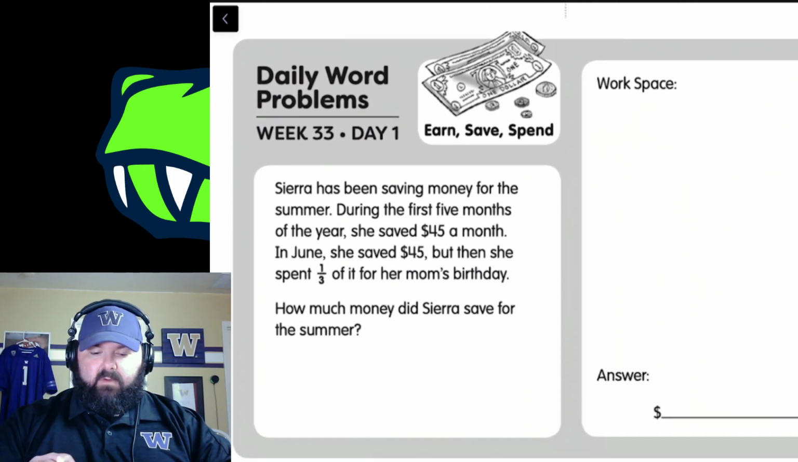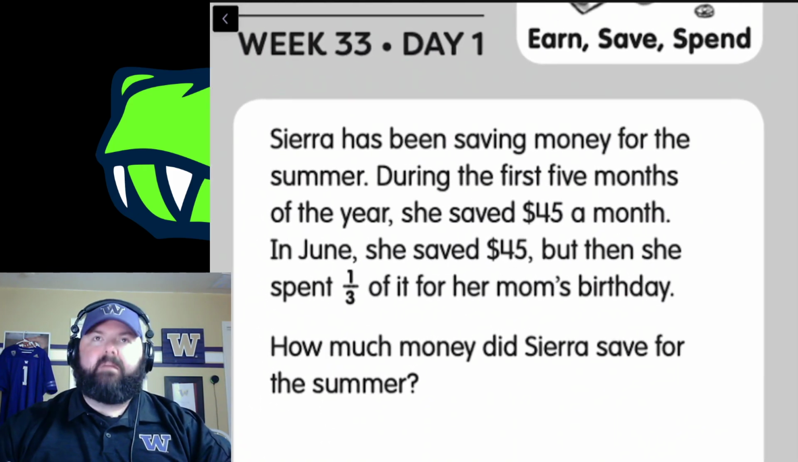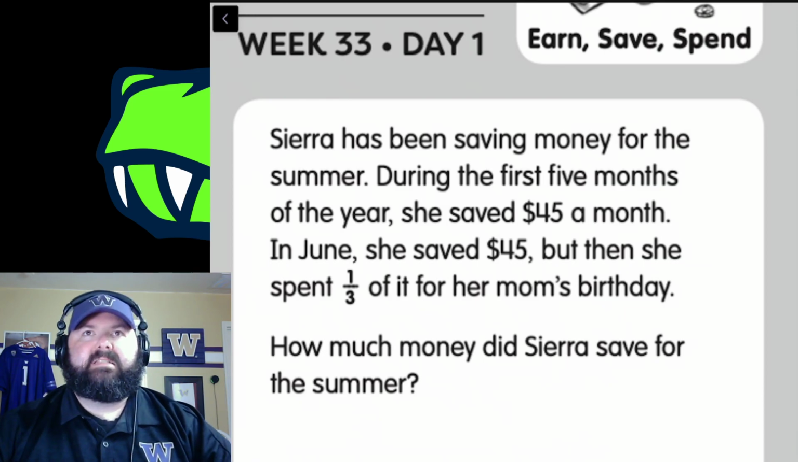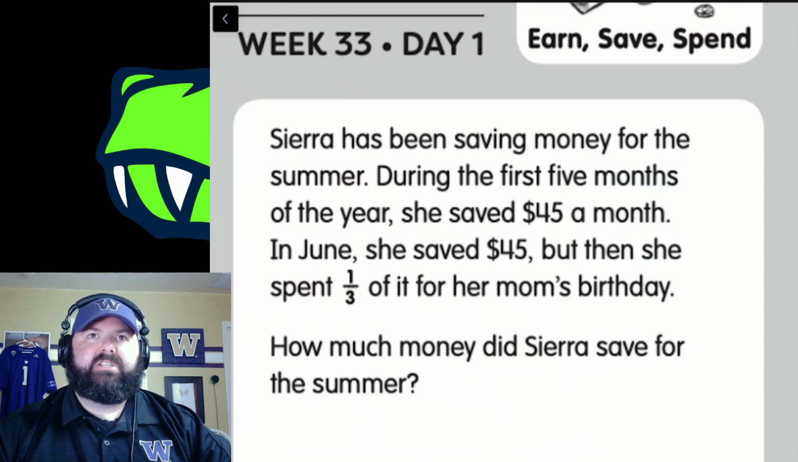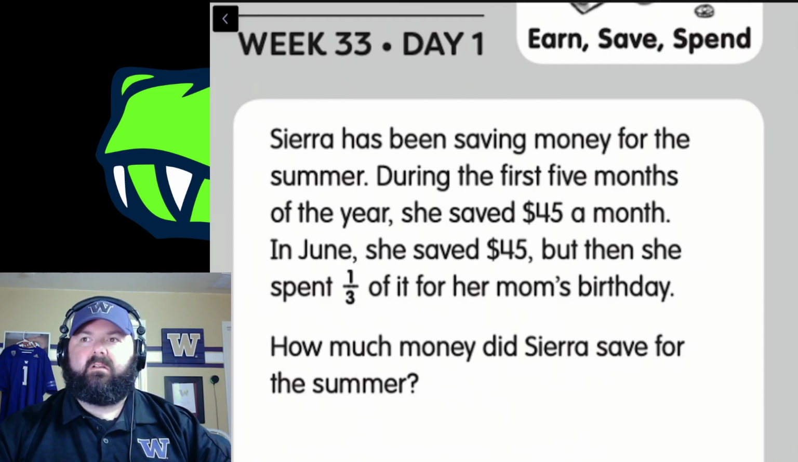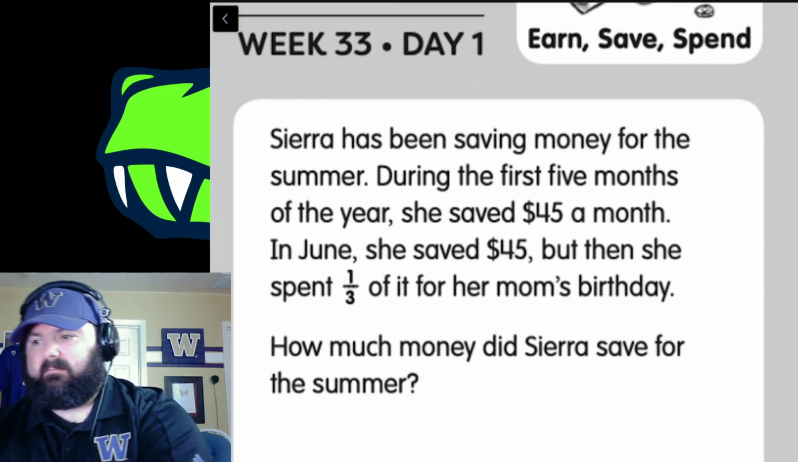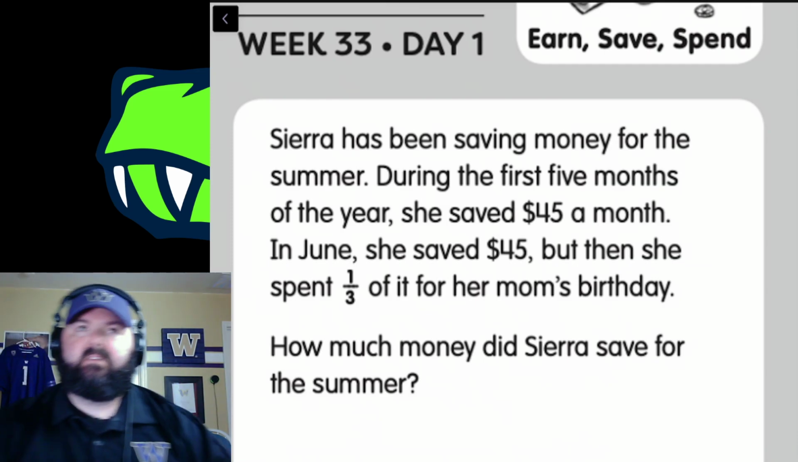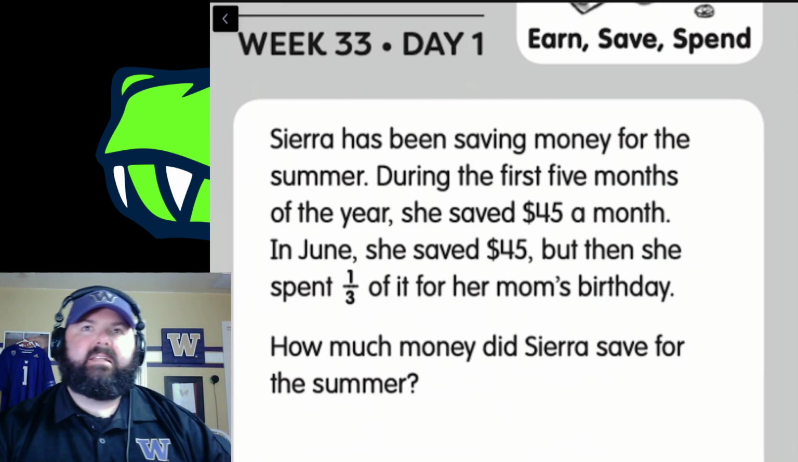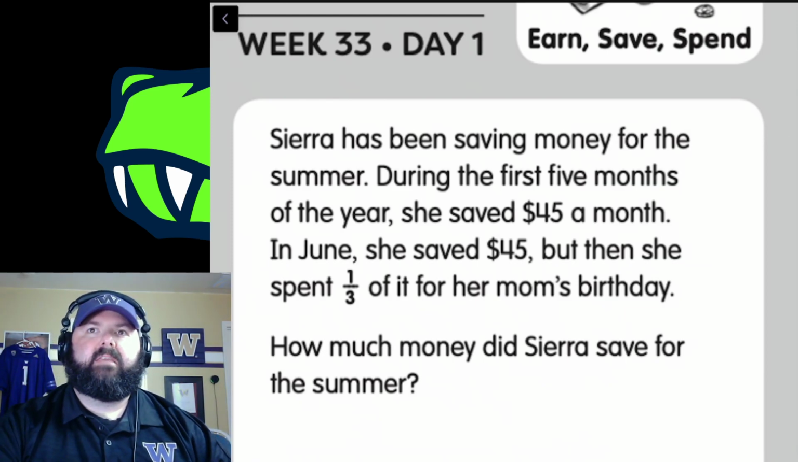And on our daily word problem, we are looking at some money this week. Sierra has been saving money for the summer. During the first 5 months of the year, she saved $45 a month. In June, she saved $45, but then she spent 1/3 of it for her mom's birthday. How much money did Sierra save for the summer? So that's what we are looking at for that. And then let's switch over to the PowerPoint.